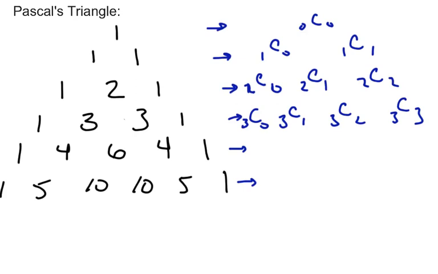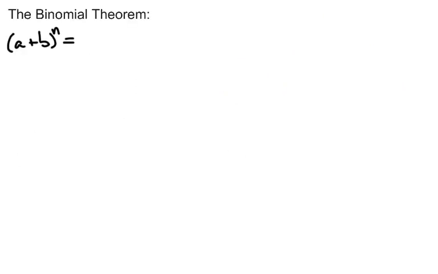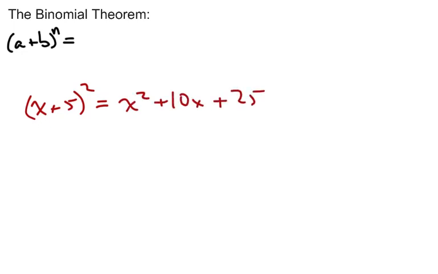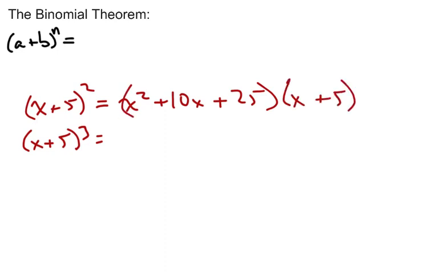This helps us with the binomial theorem. And the binomial theorem is a way to expand a binomial taken to a power. Now normally what would happen is if we had x plus 5 squared, that's not a problem. We could FOIL that out. x squared plus 10x plus 25. That's not a problem. Even if we had x plus 5 to the third, that's really not that big of a deal either, because we would just take this and multiply it by another x plus 5, and we could see how to do that.